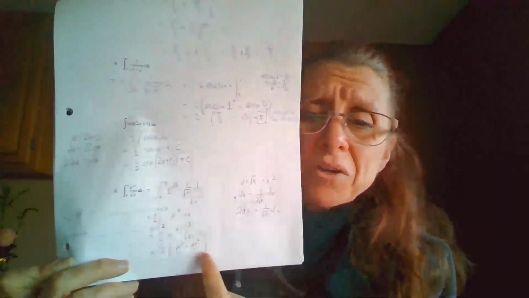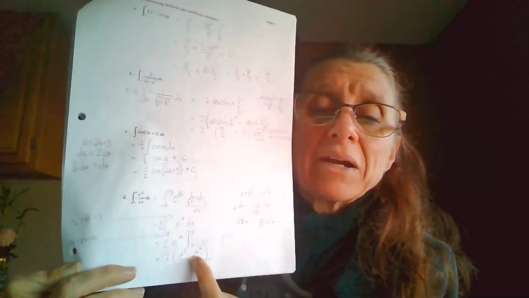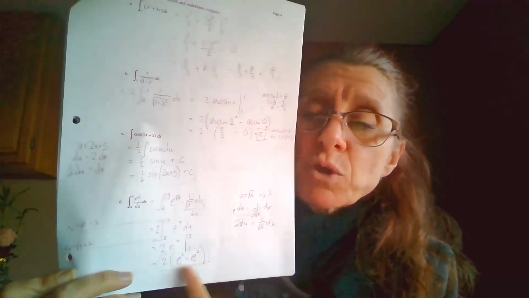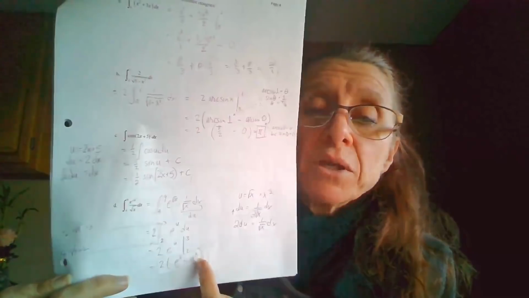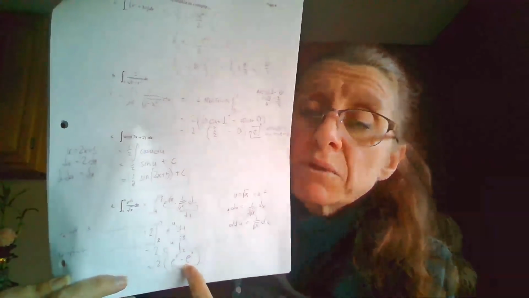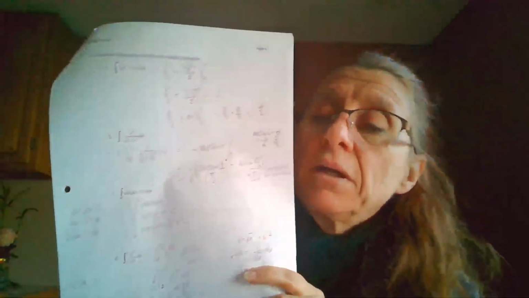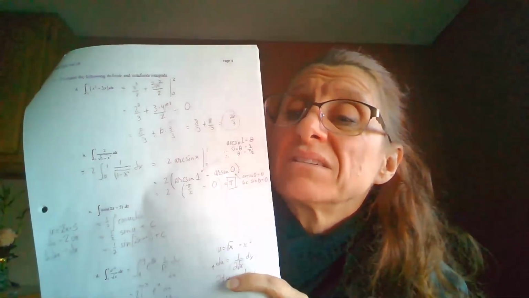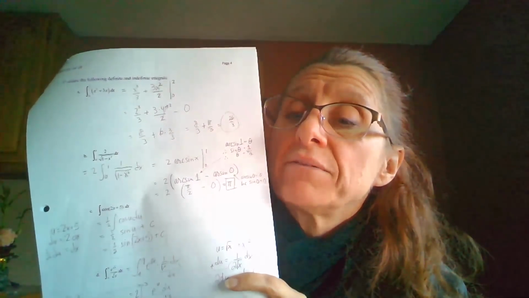Just be careful with your exponent properties. You can't combine these because it's subtraction. You can only combine this into one when it's multiplication or division. Let's see. So 5C, 5D, 5F.